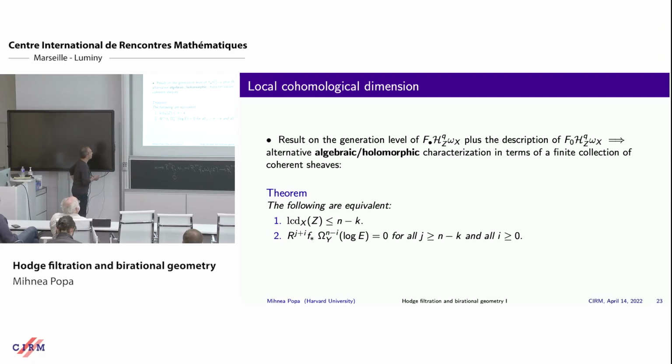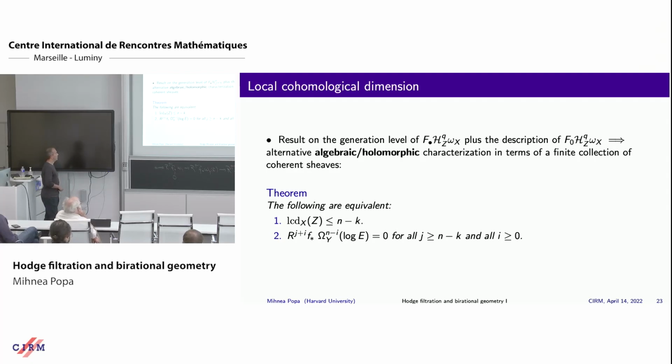Okay, so the local cohomological dimension is less than or equal to some number n minus k, right? So it cannot go beyond n. The maximum possible value is n, the dimension of X. So it's less than or equal to n minus k if and only if, again, you have some finite collection of vanishing statements, local vanishing statements. R^j π_* of these forms with log poles is equal to 0 for all j greater than or equal to n minus k and all i greater than or equal to 0.